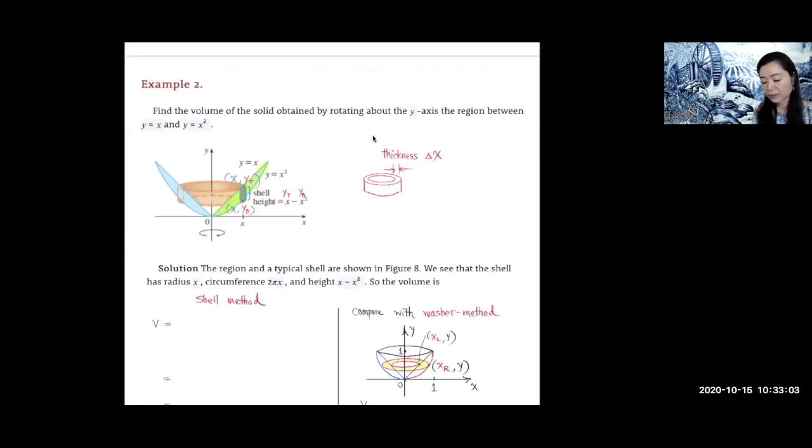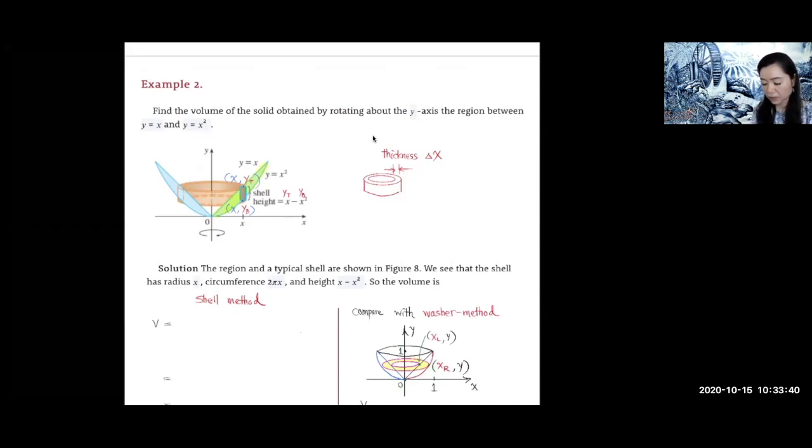Example 2. Find the volume of the solid obtained by rotating about the y-axis the region between y equal to x and y equal to x squared. Y equal to x is this line right here. Y equal to x squared is this parabola right here. The region bounded by them will be this yellow highlighted region. We're going to rotate this region about the y-axis. So we're going to get a solid, kind of like a flower.